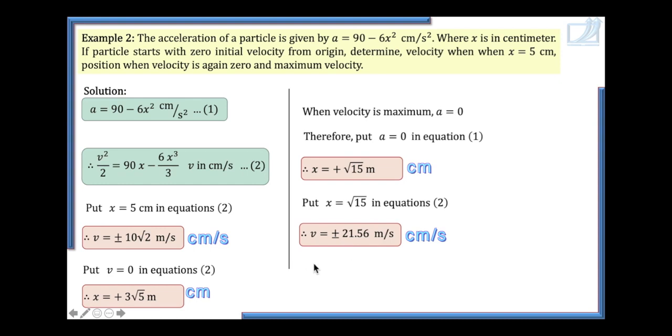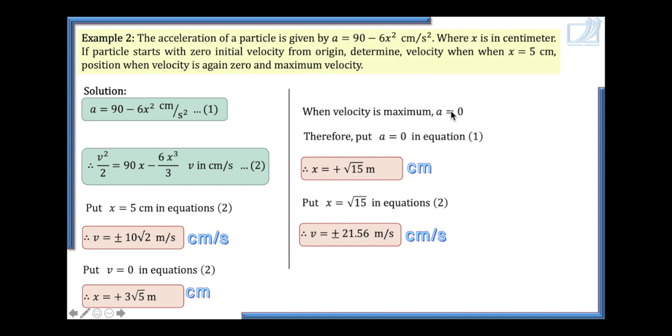Now try to understand how students generally solve the problem, and why they lose marks. Simple, replace acceleration by v dv by dx, you will get the velocity-position equation. Put x is equal to 5 in equation 2 and you get v is equal to 10 root 2, because on the calculator screen only 10 root 2 flashes, and the student writes 10 root 2 and then proceeds. What next answer? When velocity is again 0, so v equal to 0, put in equation 2 and they complete the calculations. On the calculator screen this answer flashes, 3 root 5 without any positive or negative sign, and they write this as the answer.